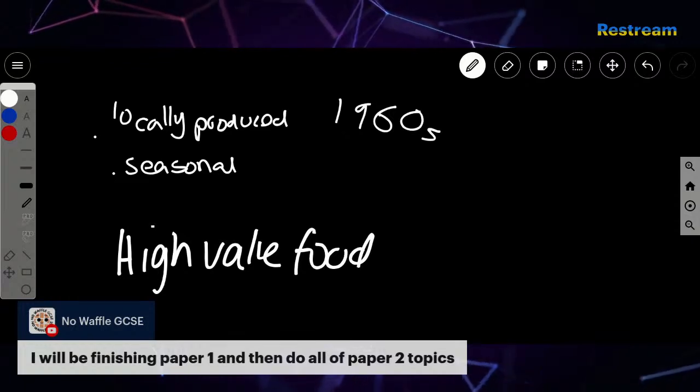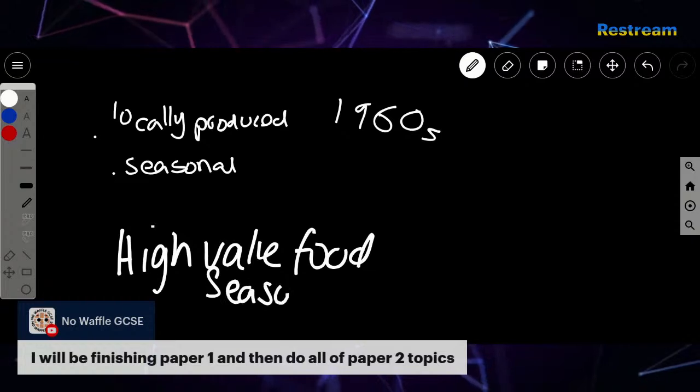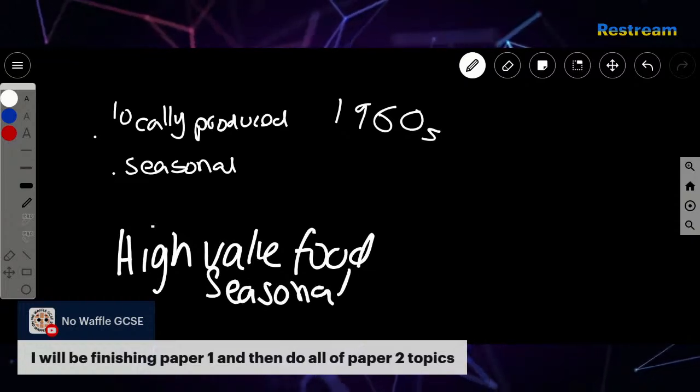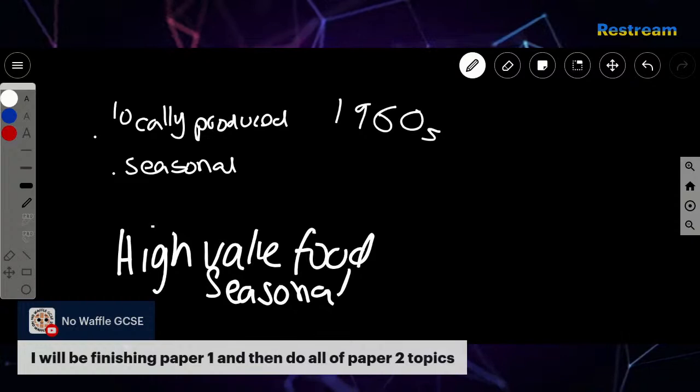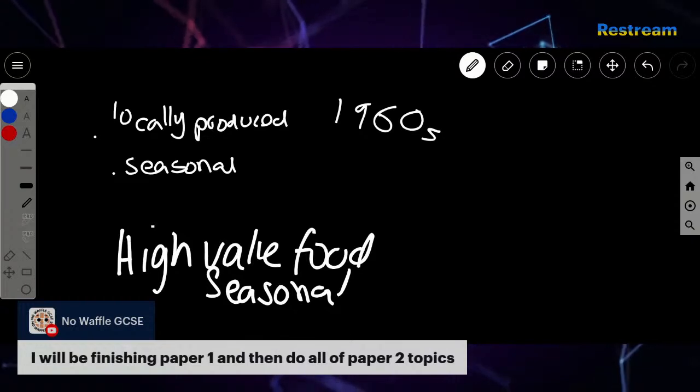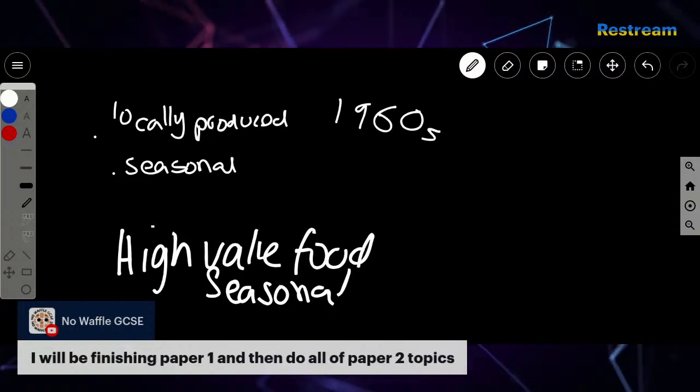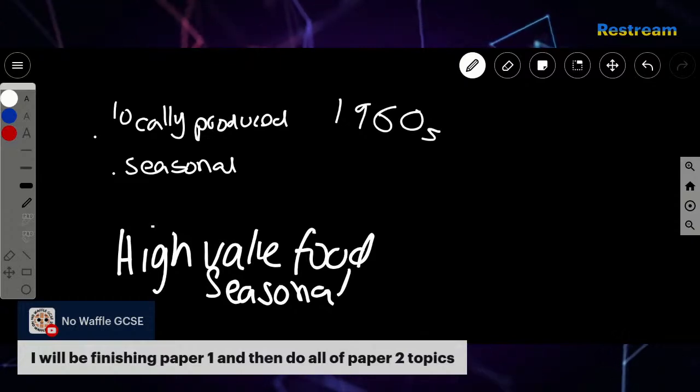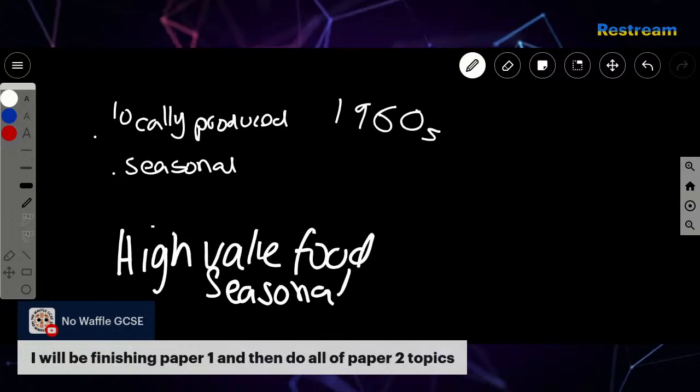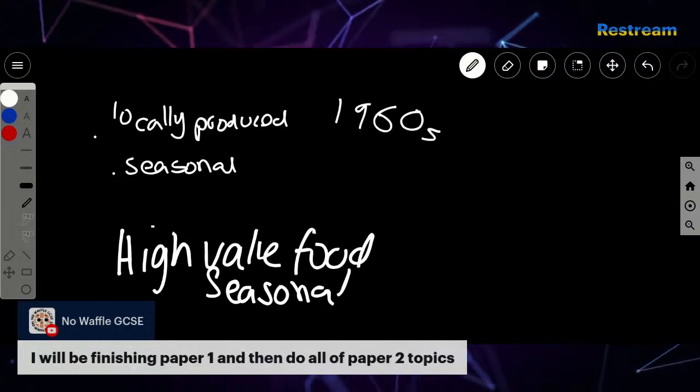Now we also have seasonal, which we discussed as food that's only available during the month that it's grown in. Fruit and vegetables in the UK are imported to meet the demands of seasonal produce all year round. For example, strawberries from Mexico during the months where the UK cannot grow them.